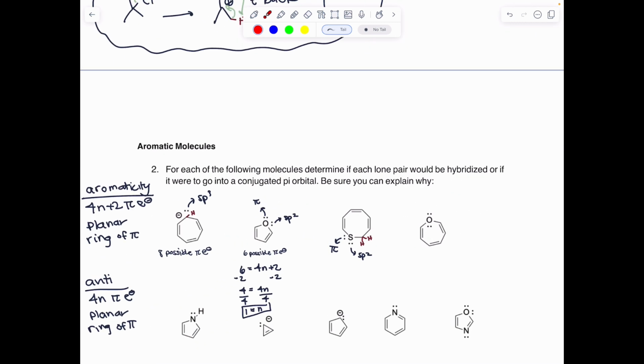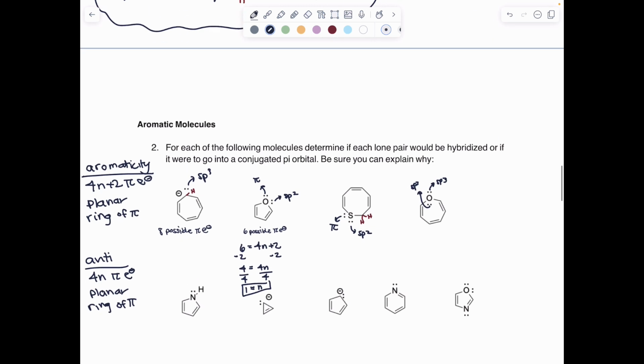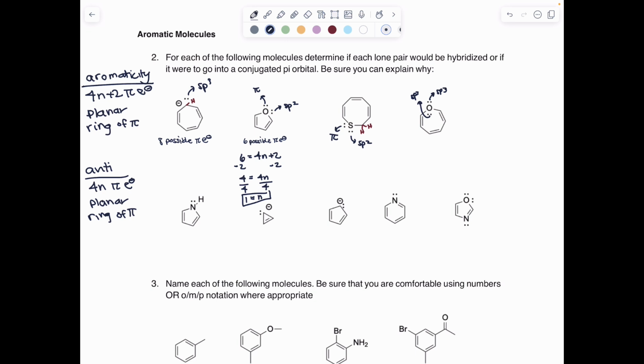8 follows the anti-rule of 4n, so both of the lone pairs on the oxygen are going to prefer to remain in hybrid orbitals for the sake of avoiding anti-aromaticity, which we know is a high energy state. So both of these are going to be sp3 because that oxygen now has 4 electron domains. Those electrons are all going to be localized, so we no longer have a complete ring of pi electrons, and the molecule is considered non-aromatic.